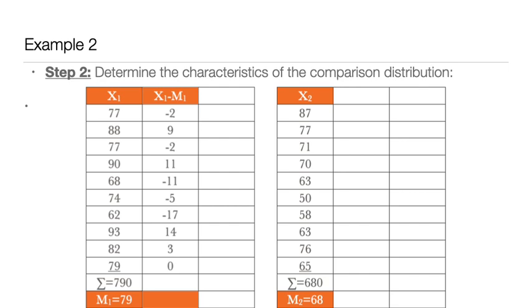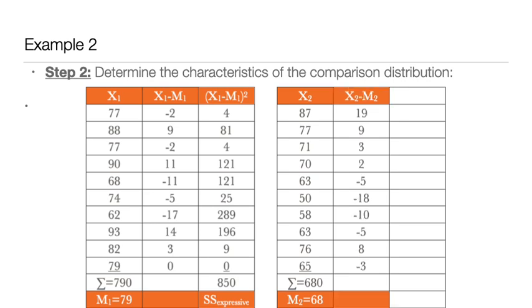Once we've done all of that, we're going to square each of those values. So -2 squared is 4, 9 squared is 81, -2 squared is 4, 11 squared is 121, -11 squared is 121, -5 squared is 25, -17 squared is 289, 14 squared is 196, 3 squared is 9, and 0 squared is 0. And because this is sums of squares, we just add all those squared values together. We get 850, and that is our sums of squared for the expressive group.